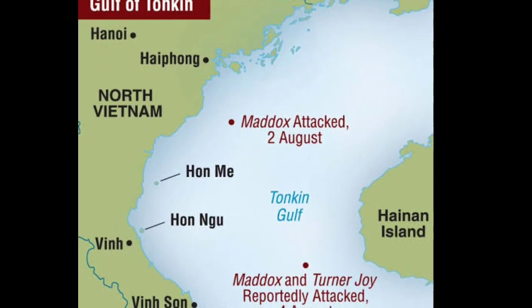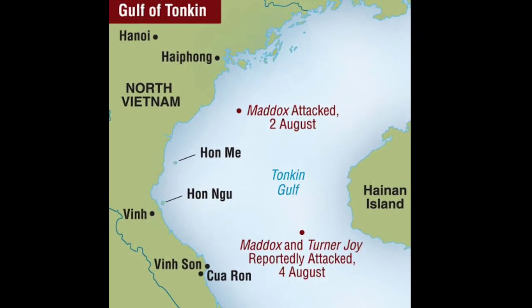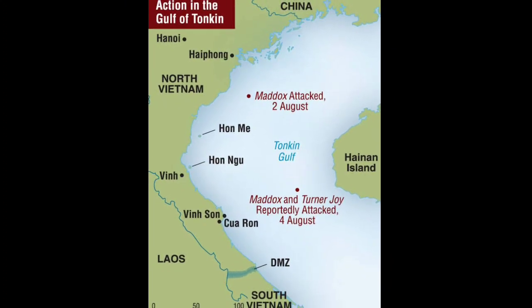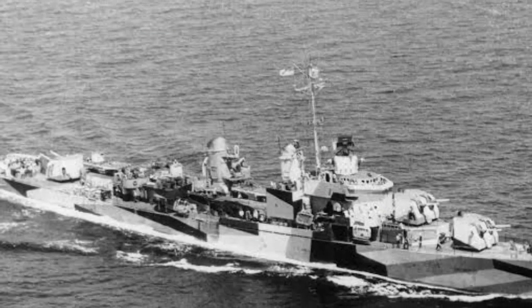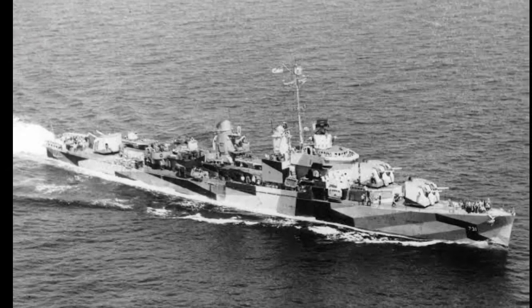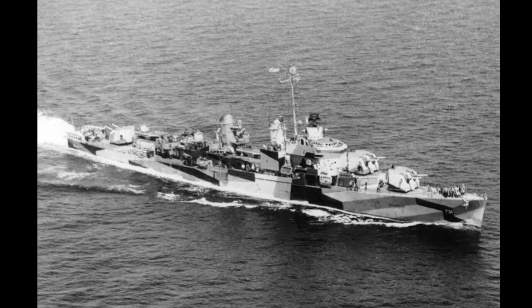The Gulf of Tonkin incident, which occurred in 1964, played a pivotal role in escalating U.S. involvement in the Vietnam War. This article provides an overview of the Gulf of Tonkin incident, its historical context, key events, and its impact on the United States' commitment to the war in Vietnam.